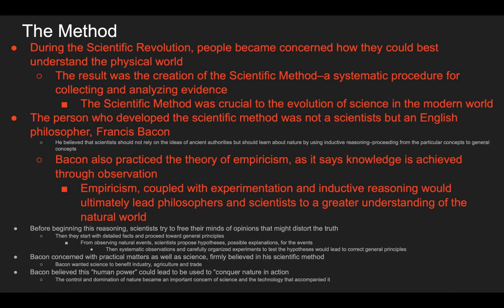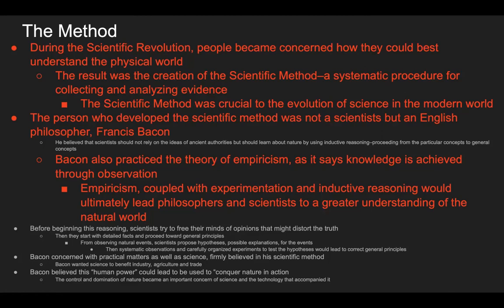Bacon also practiced the theory of empiricism. As it says, knowledge is achieved through observation. Empiricism, coupled with experimentation and inductive reasoning, would ultimately lead philosophers and scientists to a greater understanding of the natural world. Before beginning their reasoning, scientists had to try to free their minds of opinions that might distort the truth. They start with detailed facts and proceed toward general principles. From observing natural events, scientists propose hypotheses, possible explanations for the events. Then systematic observations and carefully organized experimentation to test the hypotheses would lead to correct general principles.